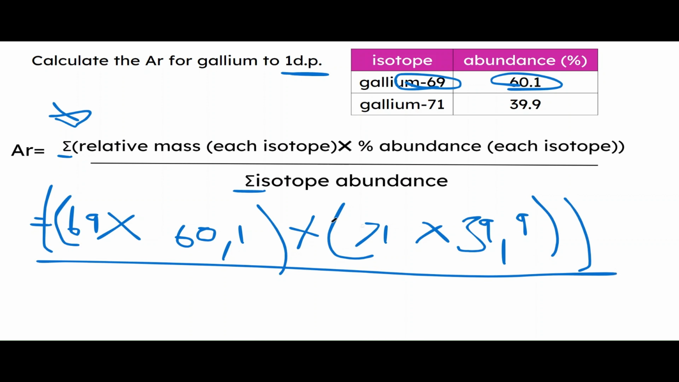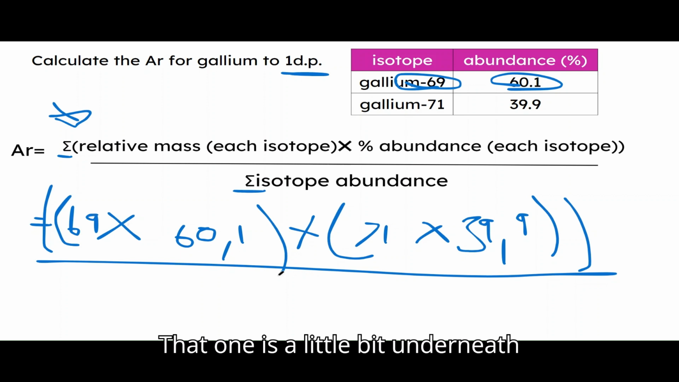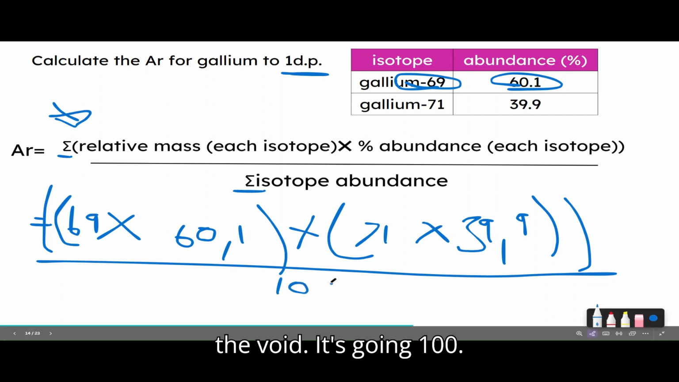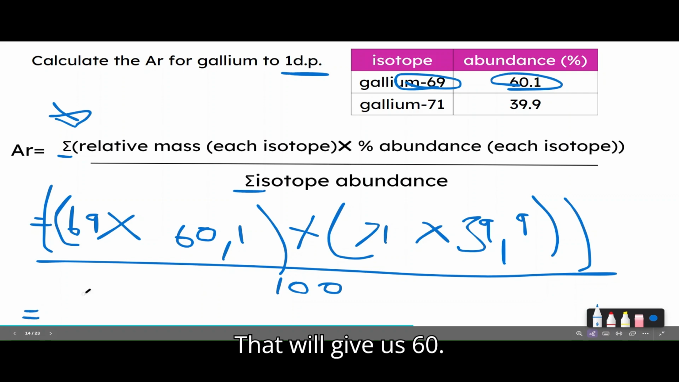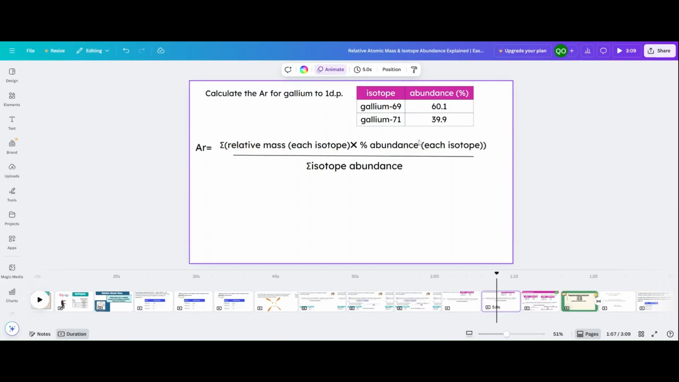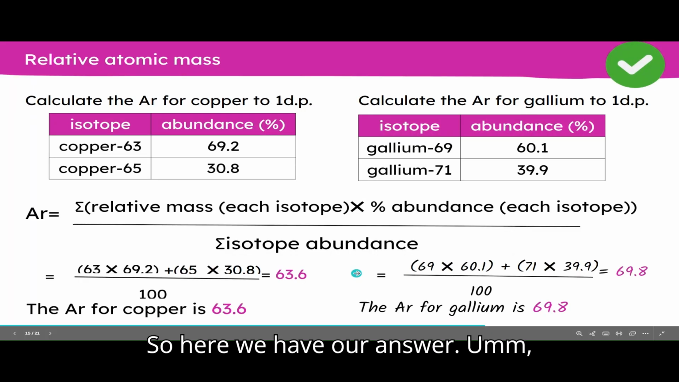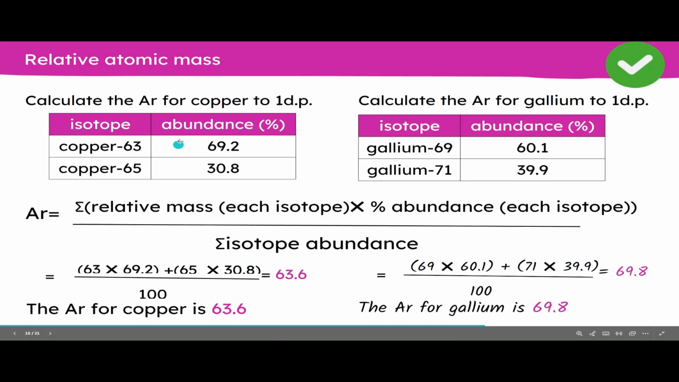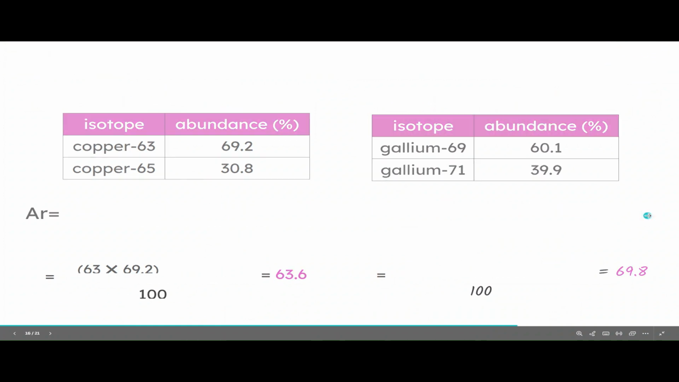Put that in brackets. That one is a little bit unneat. Divided by 100, and that will give us 69.8. Yay! So here we have our answer. Just want to check ourselves.